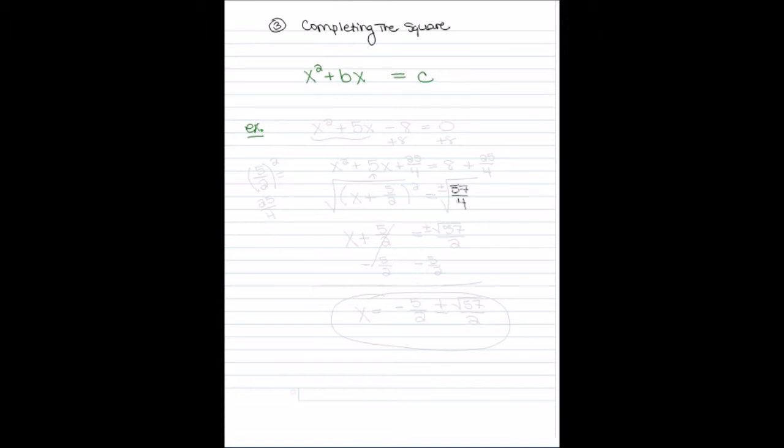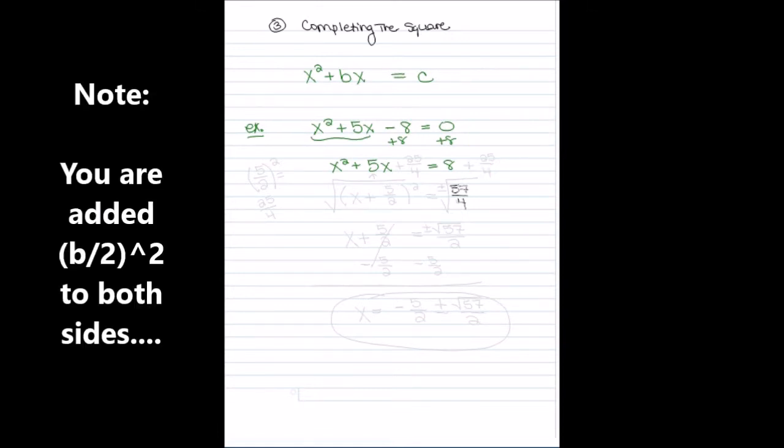So let's look at an example and see if we can get it set up in this form. Let's say I have x squared plus 5x minus 8 is equal to 0. So if I move the 8 to the other side, I'm going to get x squared plus 5x by itself, and then I'll have 8 on the other side of the equal sign. So notice how this form looks exactly how the equation looks at the beginning, the x squared plus bx equals c. That's the form that I want this to be in, because I have to have it in this form in order to do the completing the square.